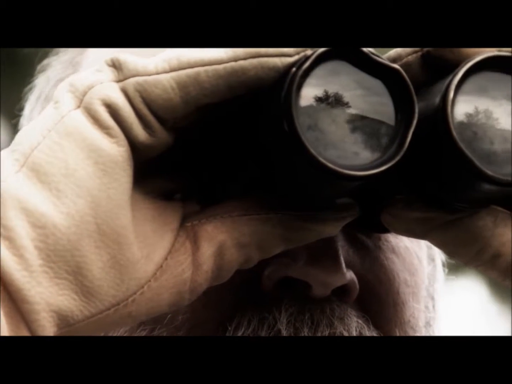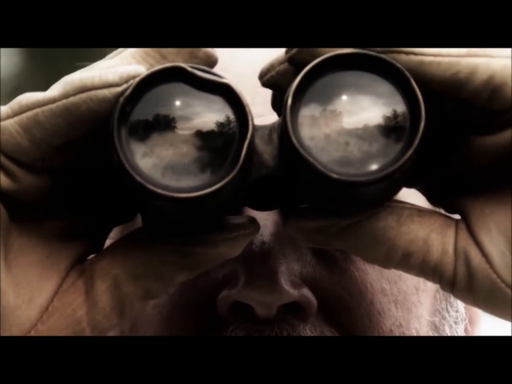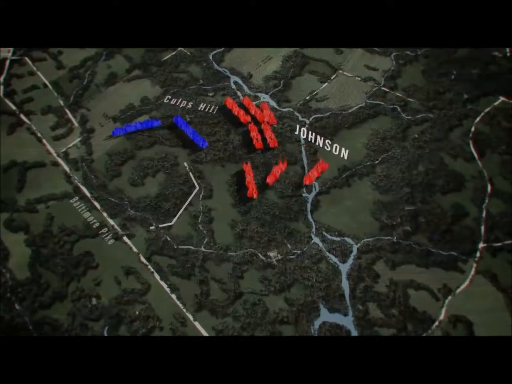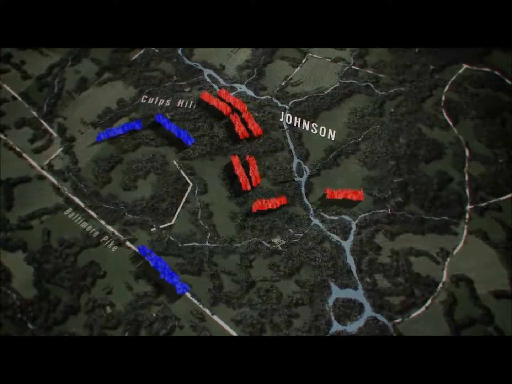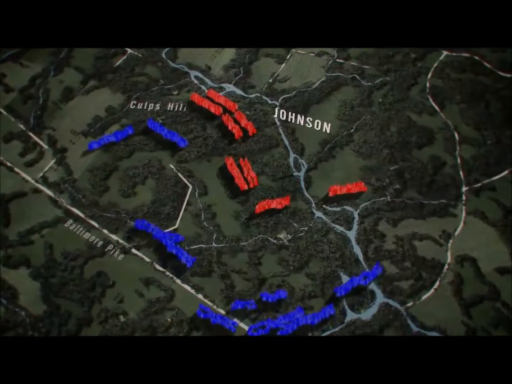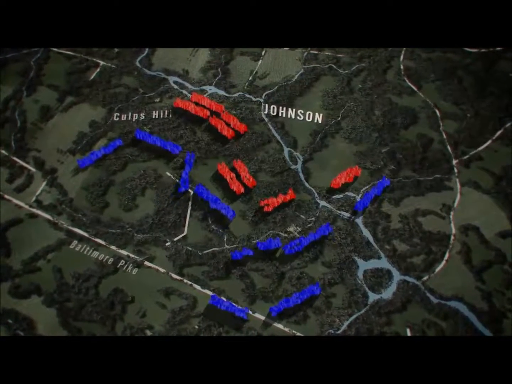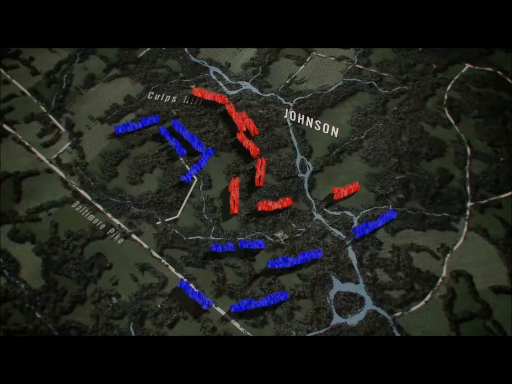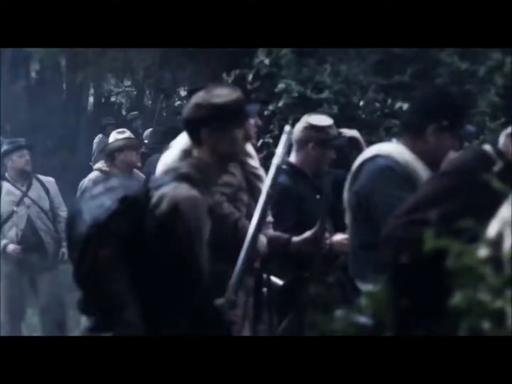General Lee sees an opportunity, hoping to take Culp's Hill in a morning assault. He adds 3 brigades to bolster his left, but General Meade has ordered the return of the 5 brigades that left Culp's Hill to aid Sickles. Bolstered by a stream of reinforcements, Lee is badly outnumbered. For 7 hours, the battle rages.